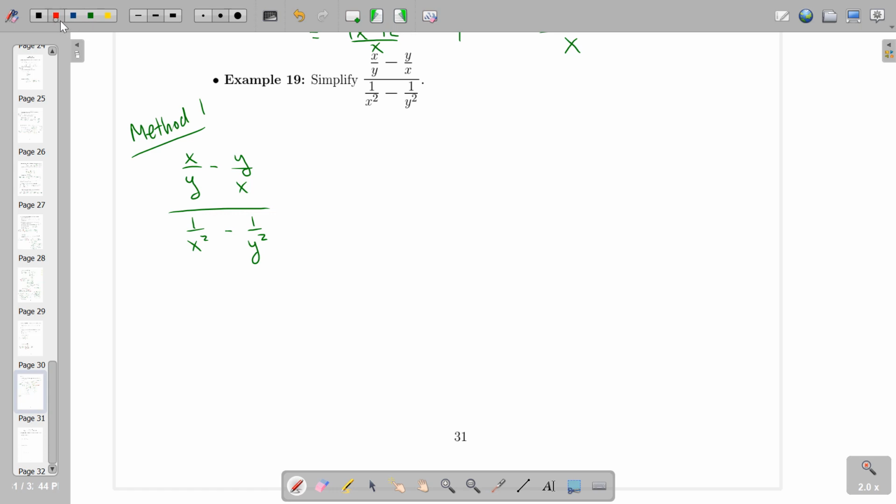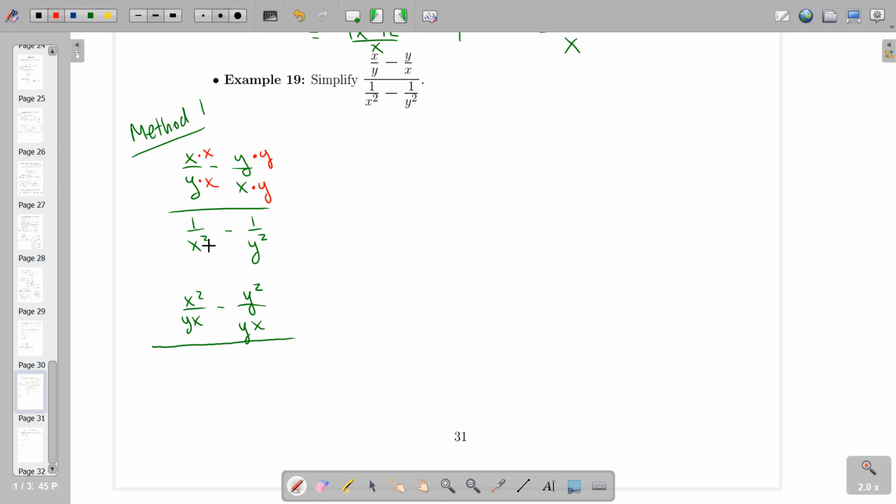So in order to make a least common denominator on top, I need to multiply by x on top and bottom of that fraction and by y on top and bottom of that fraction. So that gives me x squared over yx minus y squared over yx. Okay, I have to do the same thing on bottom.